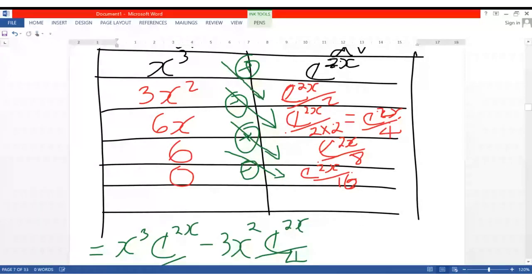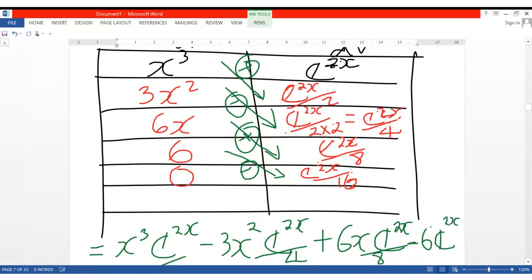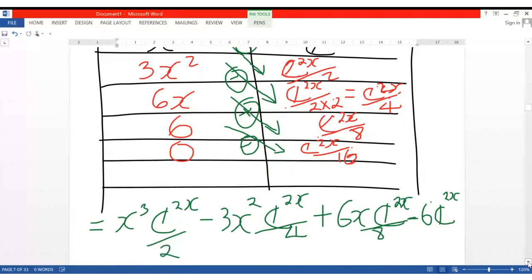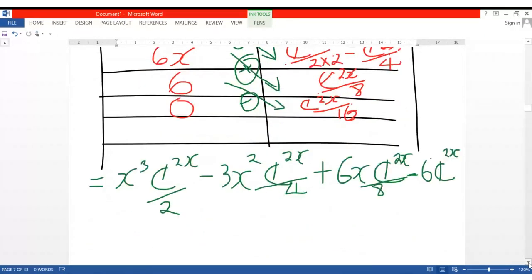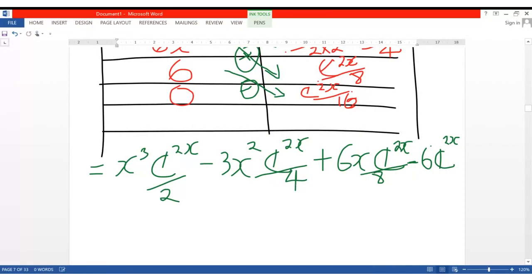The other one, the sign is positive. So I'll have 6x exponential 2x all over what? 8. And the other one, the sign is negative. So I'll have 6 exponential 2x all over what? 16 now. All over 16. This one was all over 4. You just multiply. This is all over 16 plus a constant of integration.